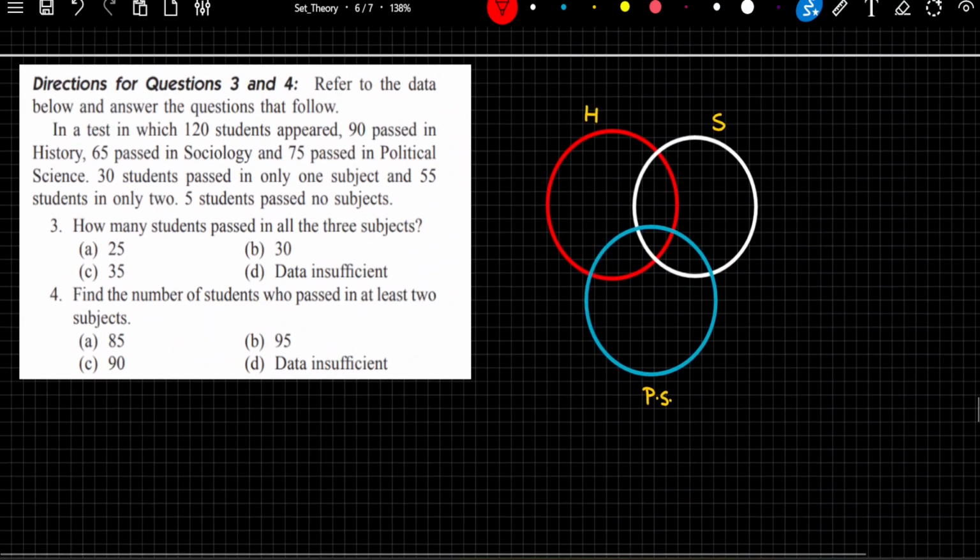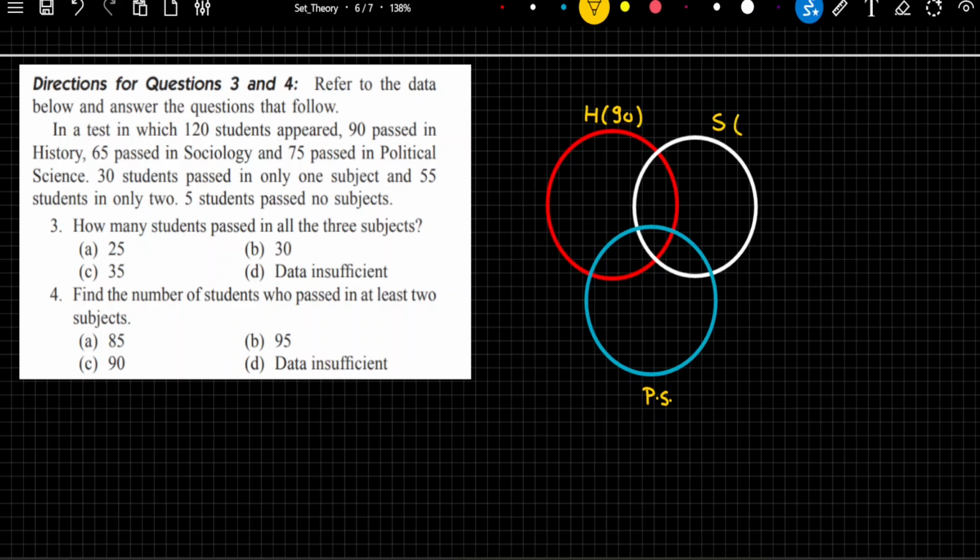Look at this question now. In a test in which 120 students appeared, 90 passed in history, 65 passed in sociology, and 75 passed in political science. So let me write down this data for you. 90 passed in history, 65 passed in sociology, and 75 passed in political science. If 30 students passed in only one subject and 55 passed in only 2 and 5 students passed in no subject, then we have to answer these 2 questions.